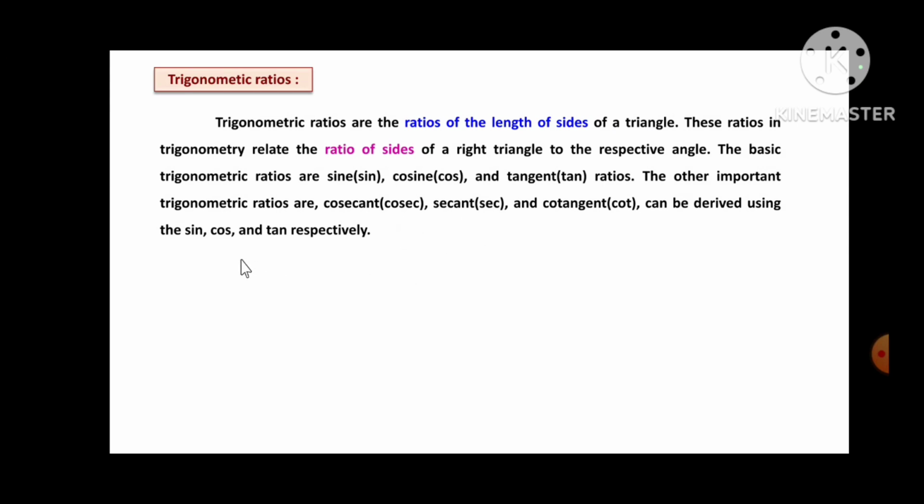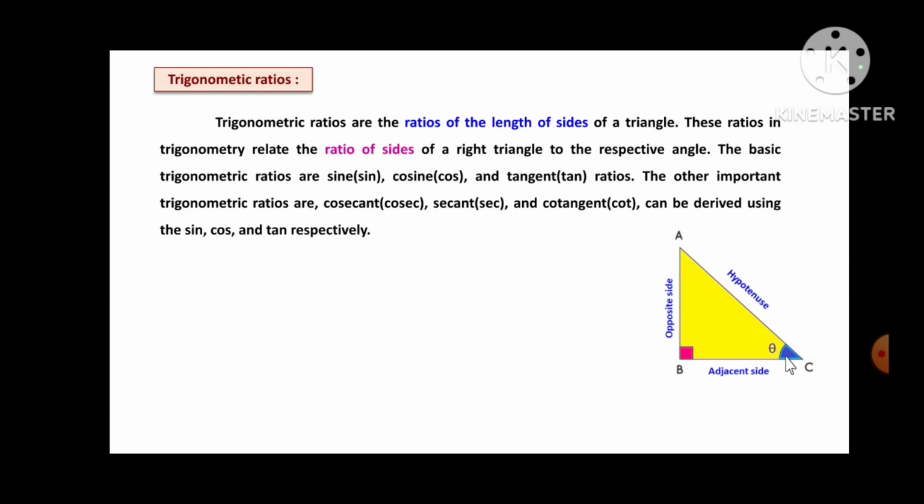can be derived using the sine, cos and tan ratios respectively. These other ratios, that is cosec, sec and cot ratios, are for the next standard. You could learn them in the 10th standard. Friends, here we can see one right angle triangle.